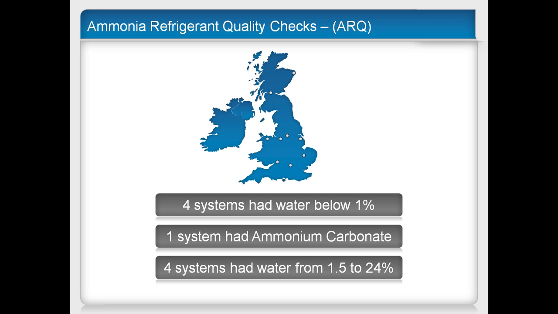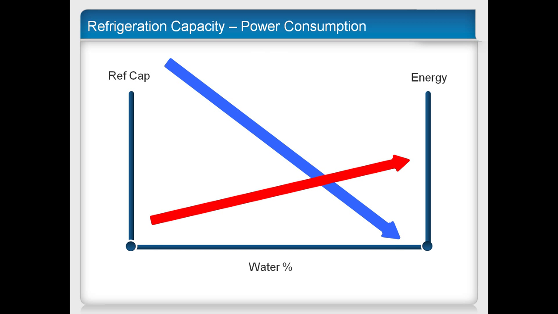But what we also found as well, we actually found that 4 systems were contaminated between 1.5% to 24% water in the refrigeration system. So what does that cause you? Well, again, if we're just looking at one thing, we're looking at energy. For every 1% water in an ammonia system, you're going to lose cooling capacity. You're going to lose 1.5% to 2%. But also coupled with that is there's an increase in energy cost. So again, 1% water increases your running cost by 1%. But that's just one part of it.